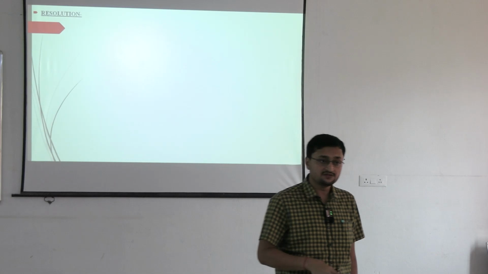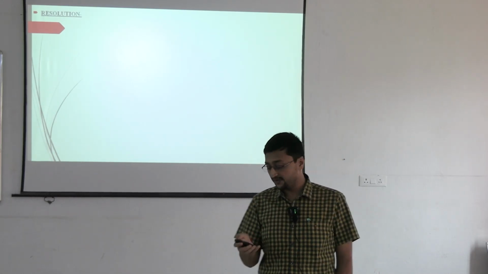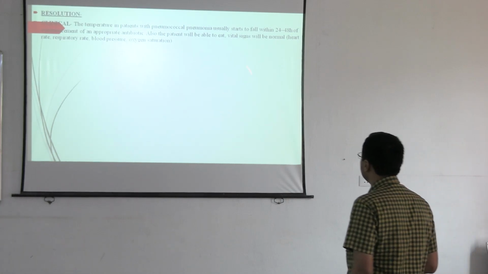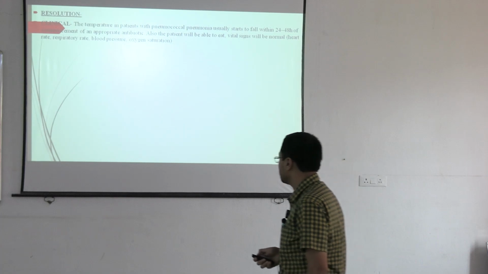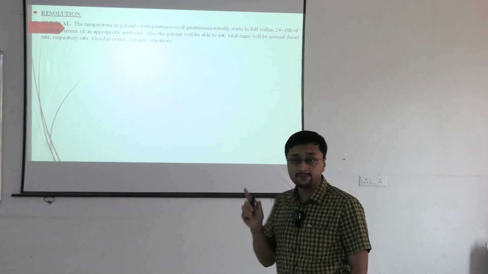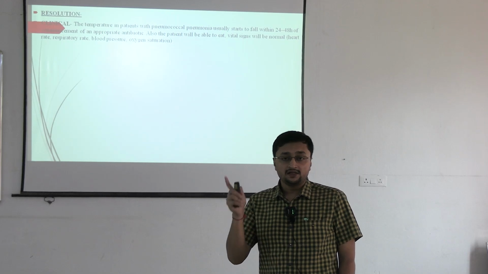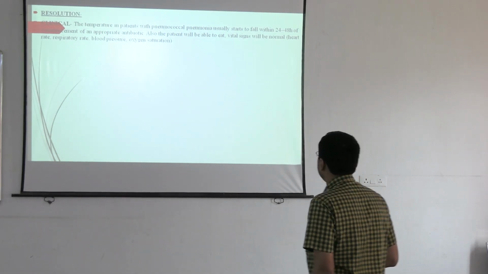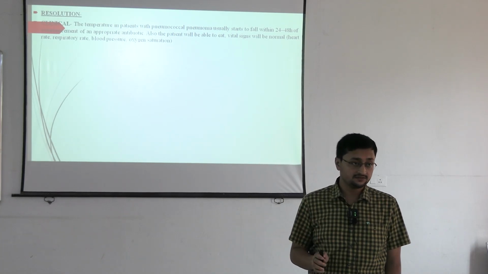And radiological resolution, I showed an X-ray in the previous video, let me show it again. The temperature in patients with pneumococcal pneumonia usually starts to fall within 24 to 48 hours of commencement of an appropriate antibiotic. So this is very important. Also the patients will be able to eat and vital signs will be normal. So this is the criteria of clinical stabilization.